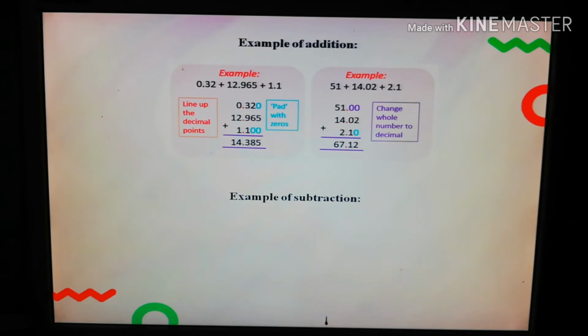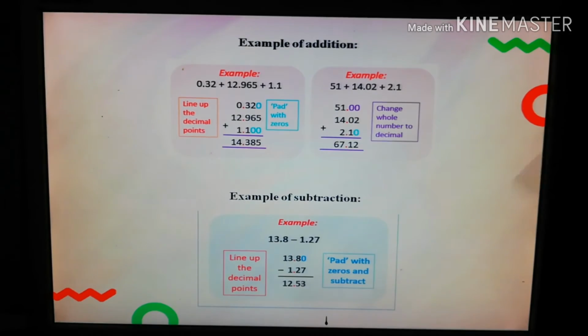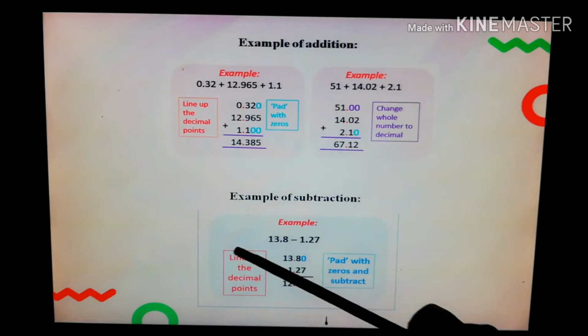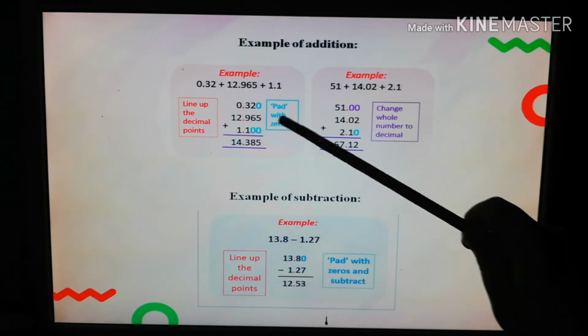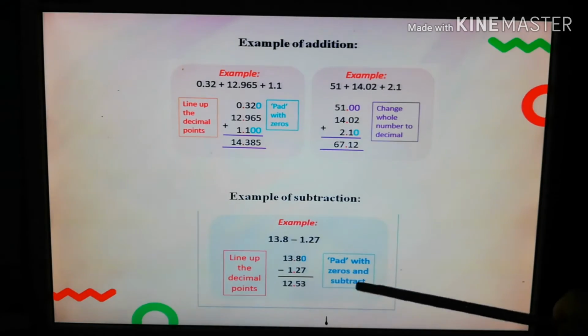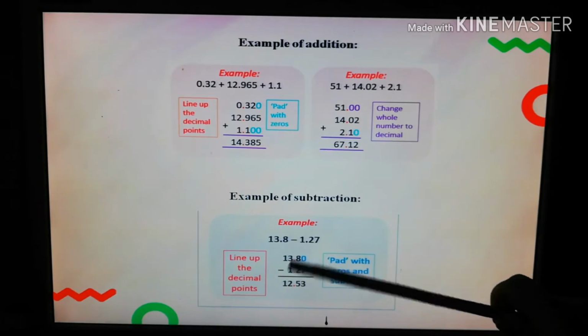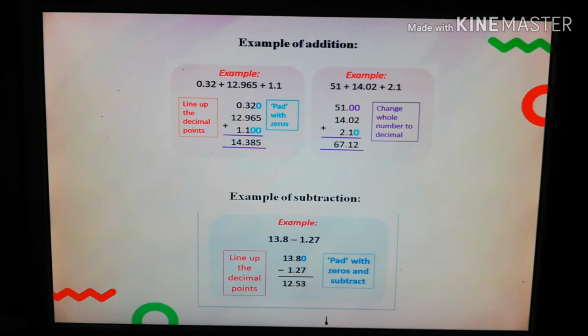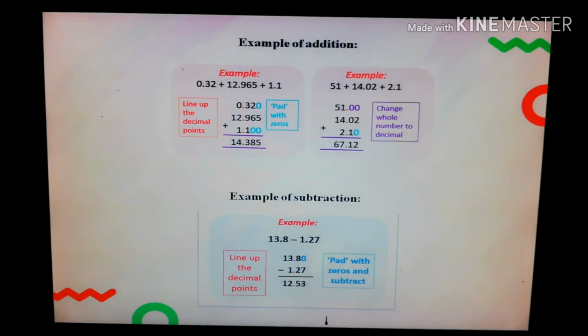In the example of subtraction, we have 13.8 minus 1.27. You line up the decimal points just as we did in the addition, and you pad with zeros the numbers that are missing. Then you subtract as you usually do. As you can see, the result for this subtraction is 12.53.